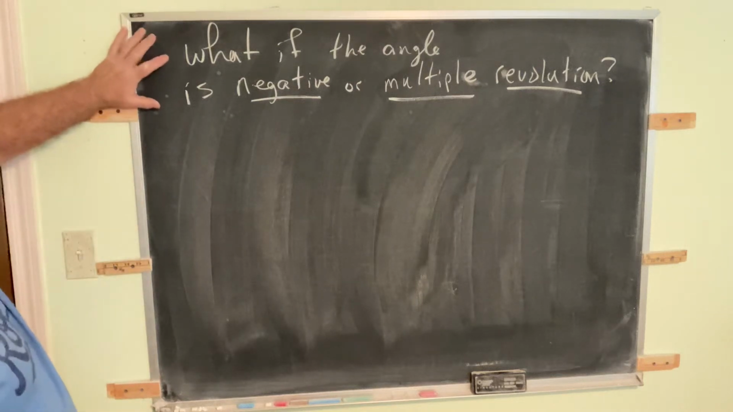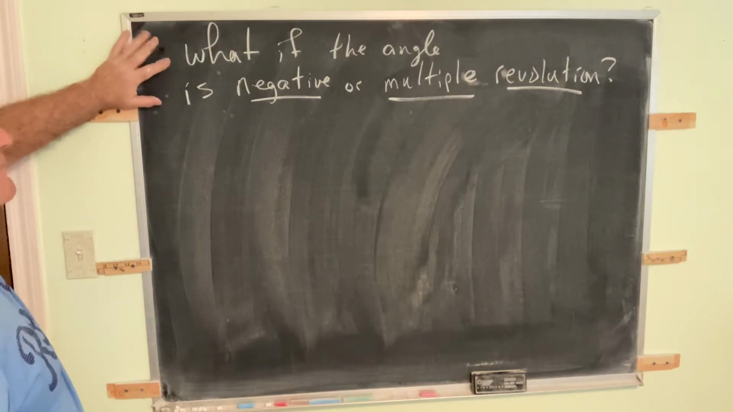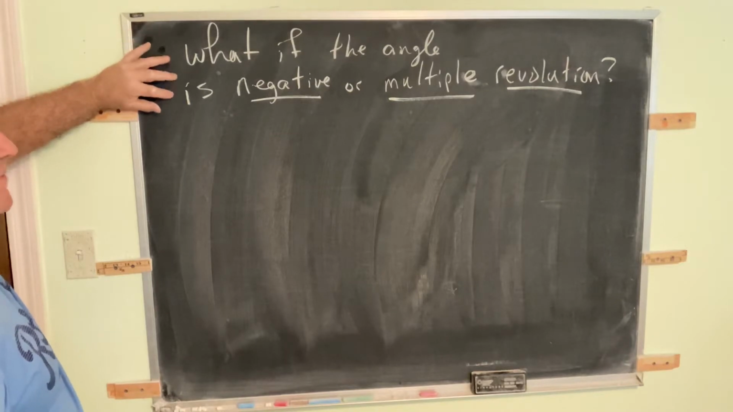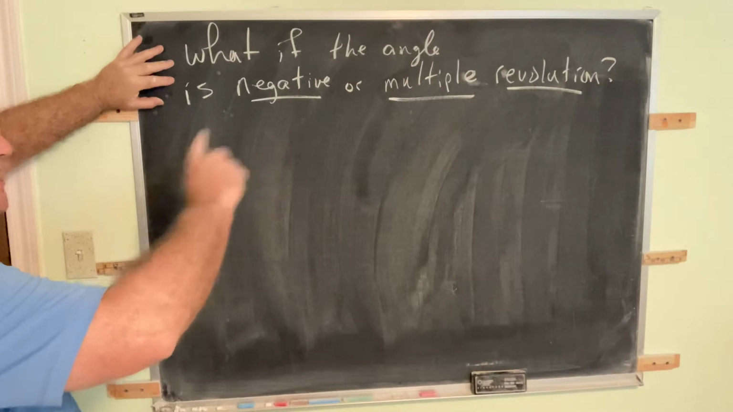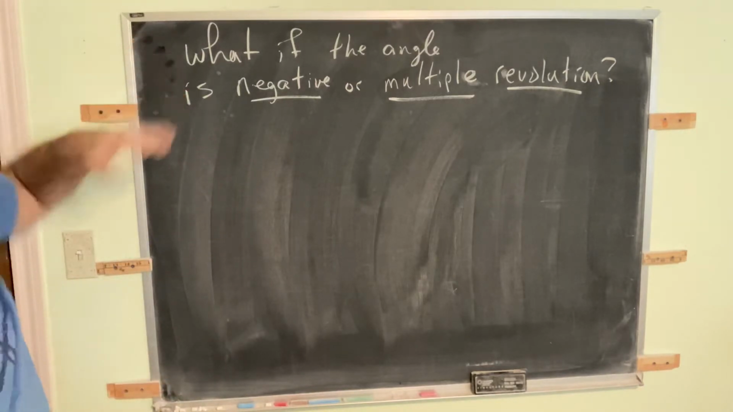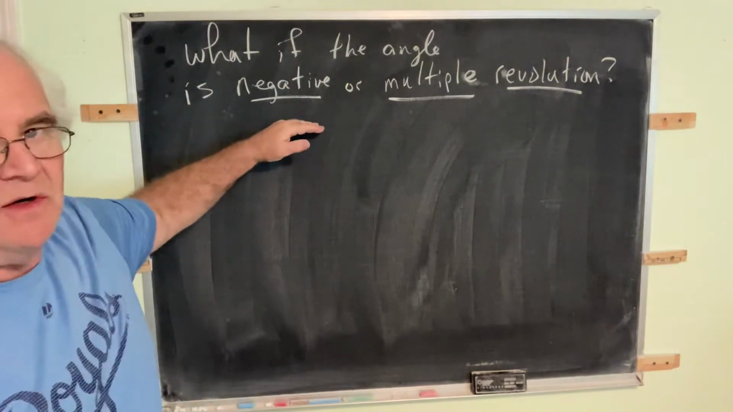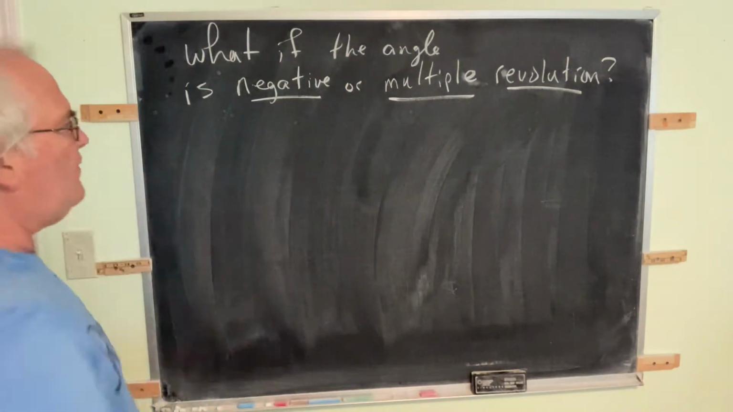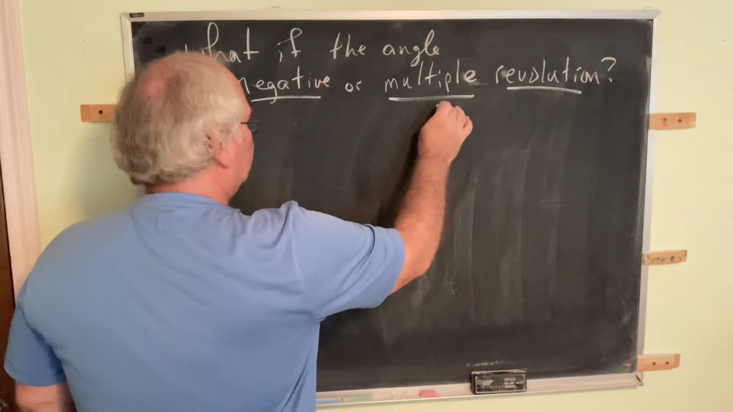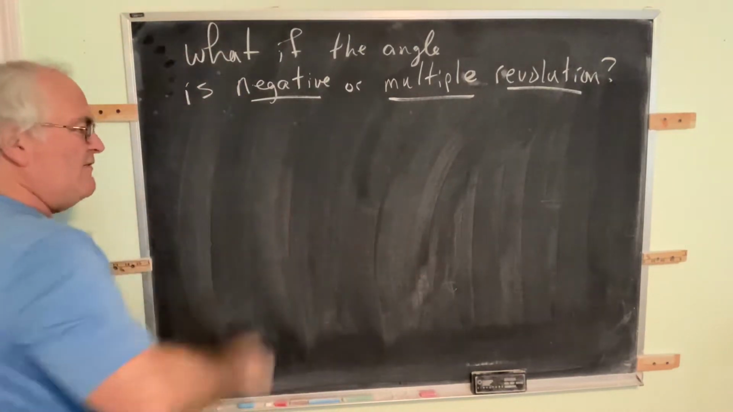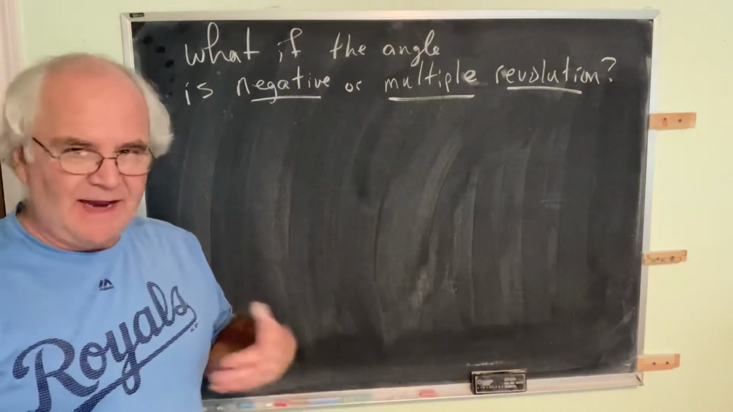All right, here's another what if scenario. What if the angle in question, what if theta is negative, or it's a multiple revolution angle? What if it's more than 360? What if we have a 545 degree angle? Or what if we have a 630 degree angle? What if it's beyond one revolution? Or what if it's negative? What if we have a negative 120 degree angle? How do you handle that?